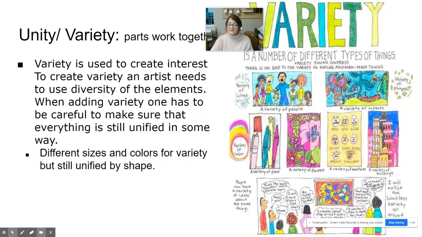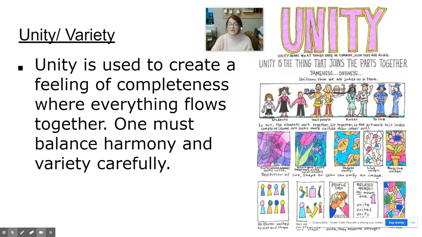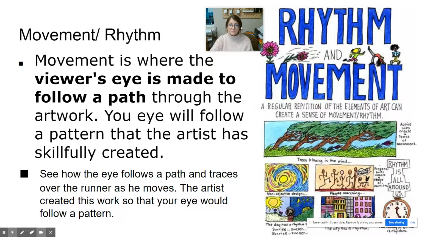Variety is used to have a variety of different things, and unity is when all of the parts are joined together. So you want to use those two together. Remember that you want to have them go side by side and hand in hand to really work together to pull off a really good artwork, because unity is used to create a feeling of completeness, but variety is used to make it more interesting.